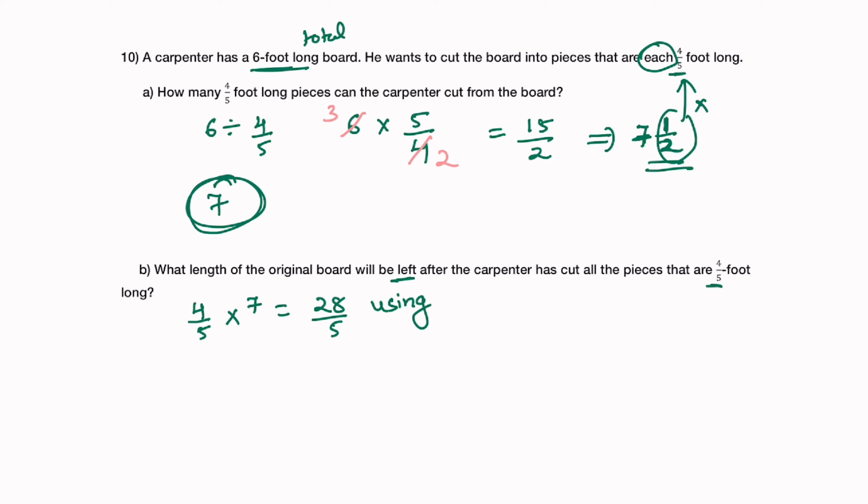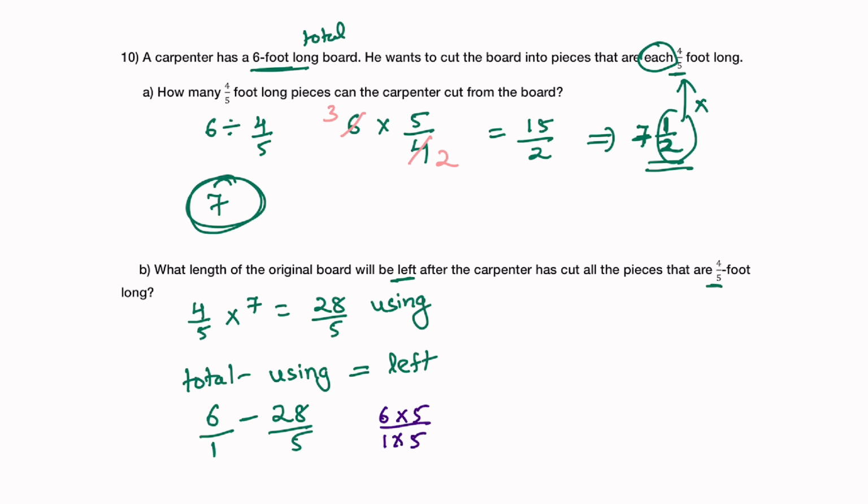Okay? Now what's the total? So we do total minus whatever he's using to get what's left, right? So total is 6 minus is using 28/5, and that's what is going to be left. And now you know how to do this subtraction. For us to perform subtraction, they both should have the same denominator. So we do 6 times 5 and 1 times 5, right?